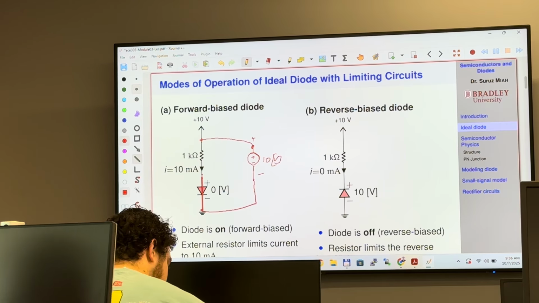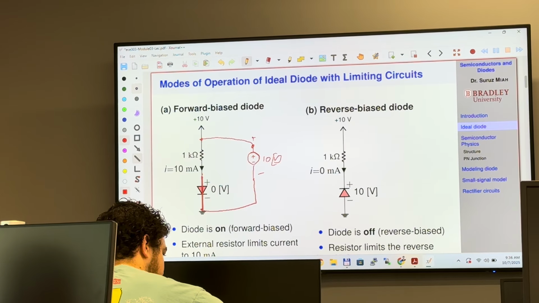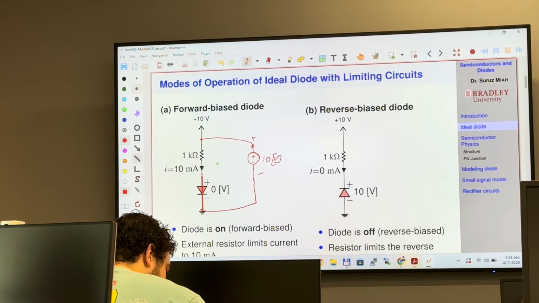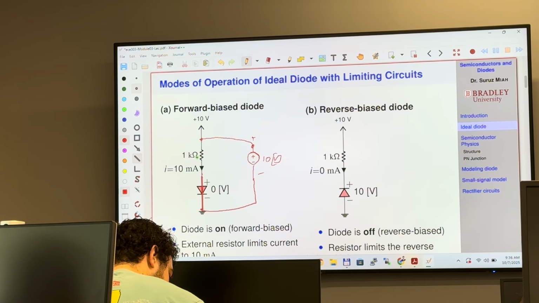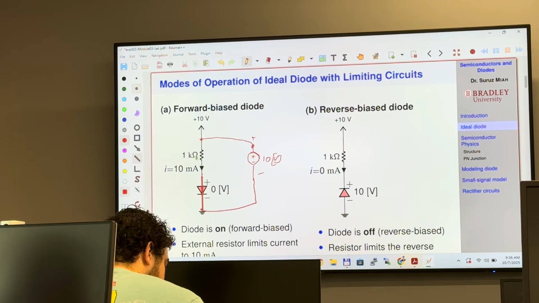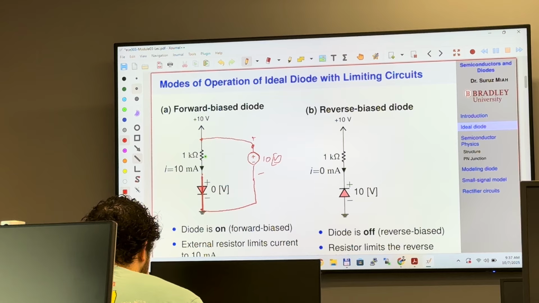Now the current here will not be infinity, even though the diode is ideal. Why? It's because of the resistance connected in series. Therefore, the current is not going to be infinite. If we simply applied voltage without resistance, then the current would be infinity, because the diode acts as a piece of wire. Now the current is limited by this resistance.